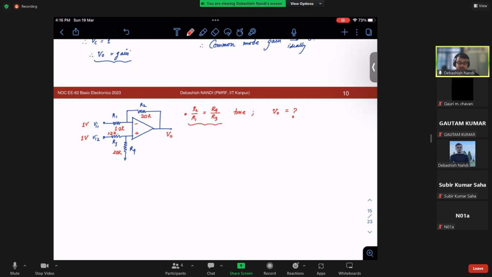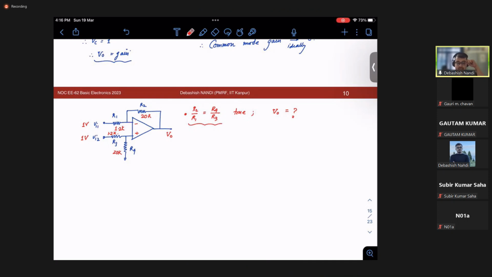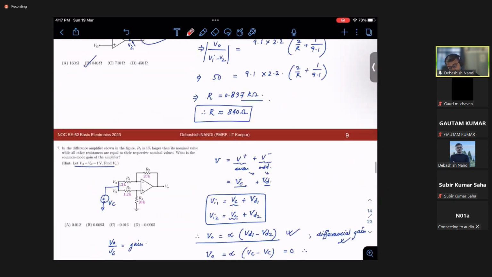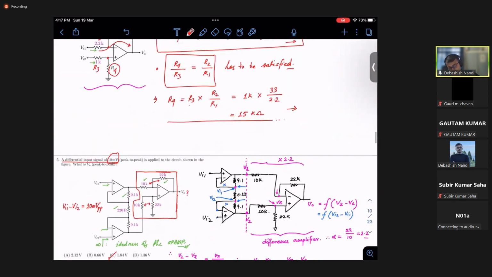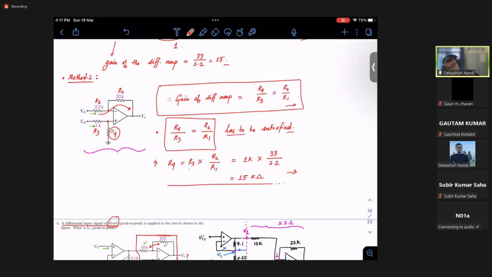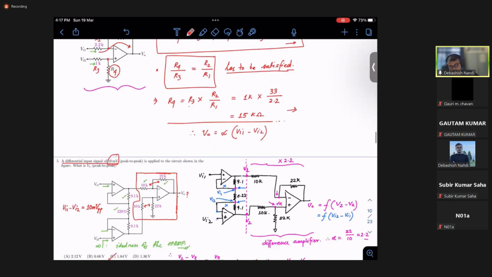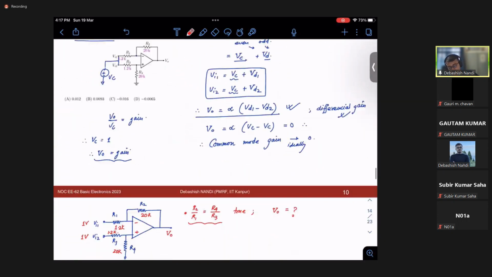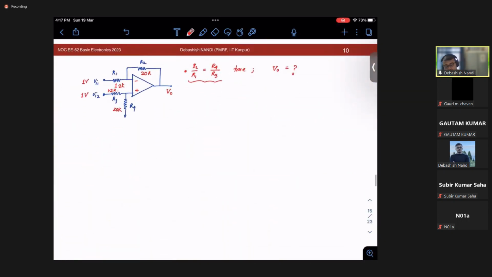See, it is a difference amplifier, right? We have already analyzed this kind of circuit. So what will be the nature of my output? It will be some constant times Vi1 minus Vi2. Now, if this difference amplifier is ideal, meaning this ratio is maintained, then my V naught would be nothing but the gain. We have calculated the gain to be 20 over 1.2, right?